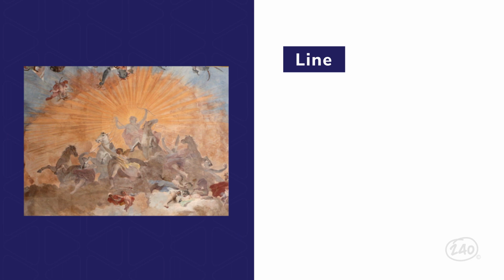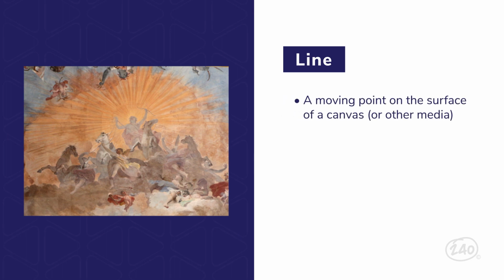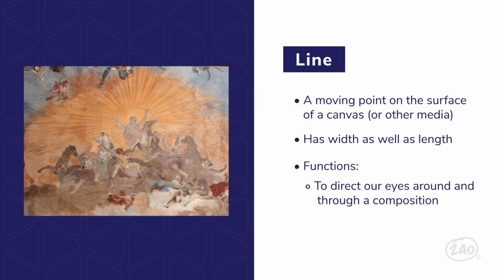As an element of art, line refers to a moving point on the surface of a canvas or other media. It has width as well as length. The functions of line are to direct our eyes around and through a composition, and to express moods or feelings. What kind of mood or feelings do you have from the use of line in this piece of art? Drop it in a comment below. Just don't get out of line.